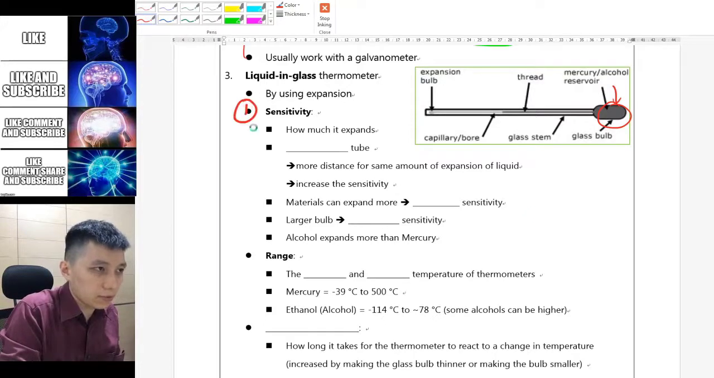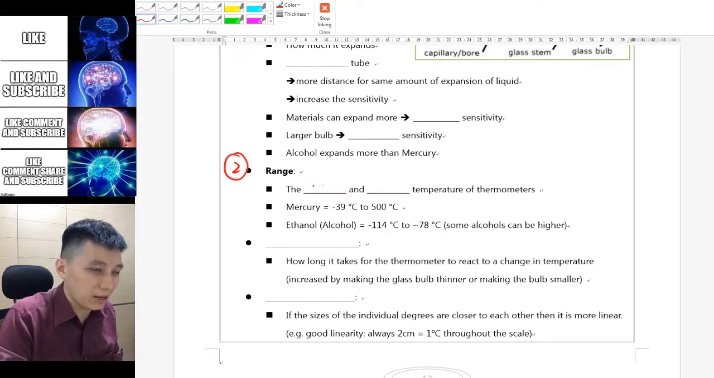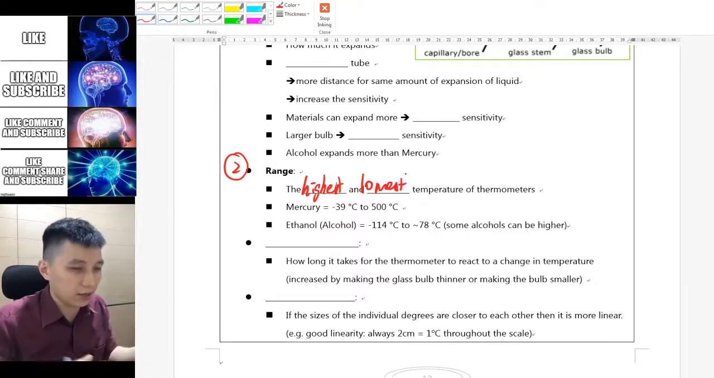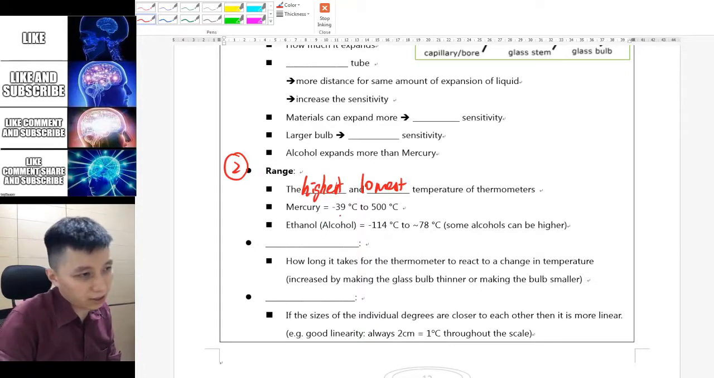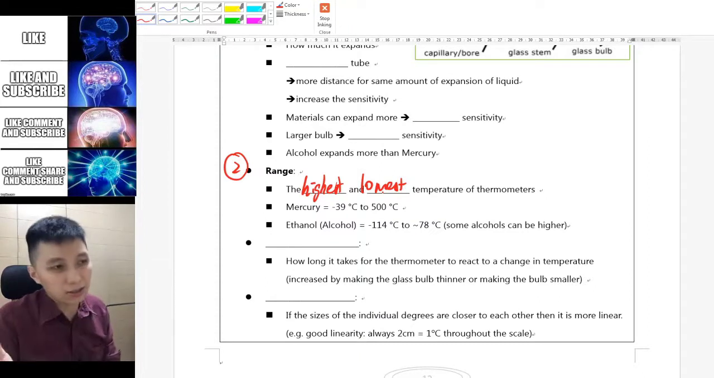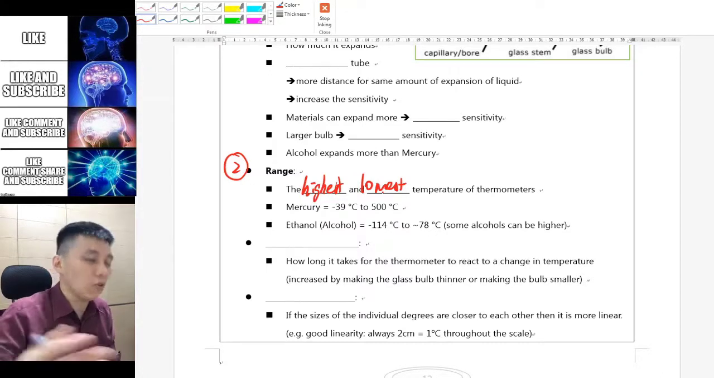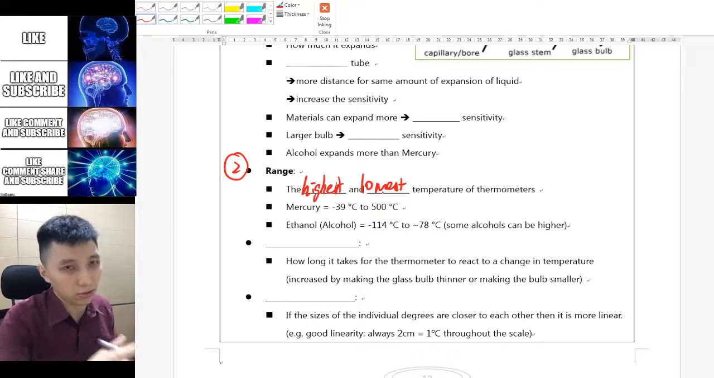The first one is called sensitivity. We'll come back to this later. The second one is called range. Range is very simple. Maybe you can just talk about it now. Range is simply the highest and lowest temperature, or the difference of highest and lowest temperature of the thermometer. For example, mercury is -39 to 500 degrees Celsius. The reason why there is a limit apparently is something to do with their state. For example, when they become gas, then you can't use it anymore because it's liquid in glass, not gas in glass. Or when it's too cold, they turn into solid.